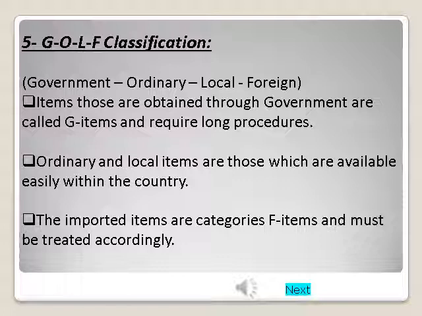And you have the ordinary and the local. Ordinary and local items are those which are available easily within the country. And quite often, items that are imported would need government approval. Some animals used for the lab need to be approved by the government.